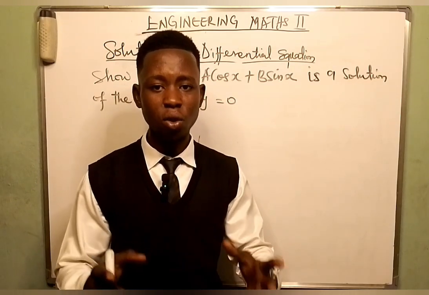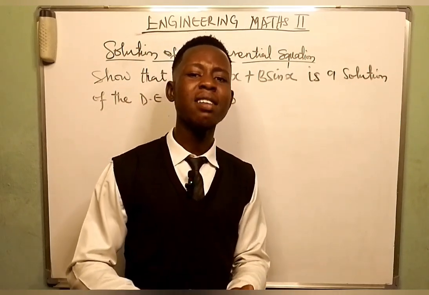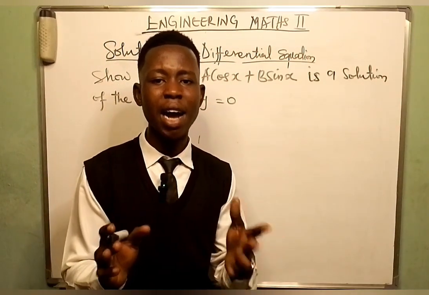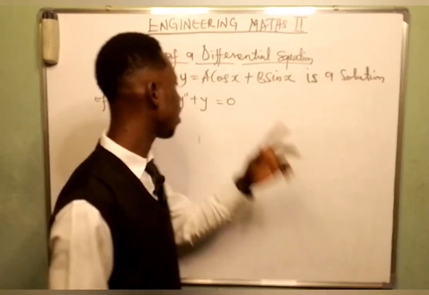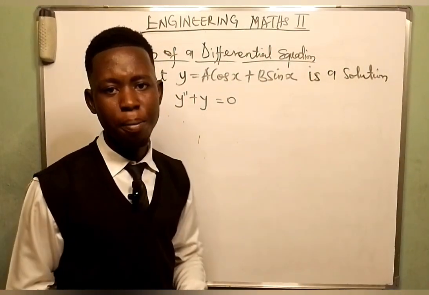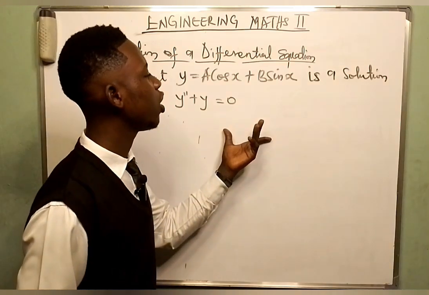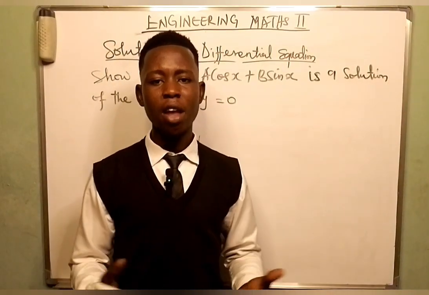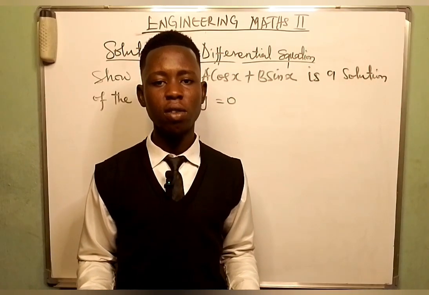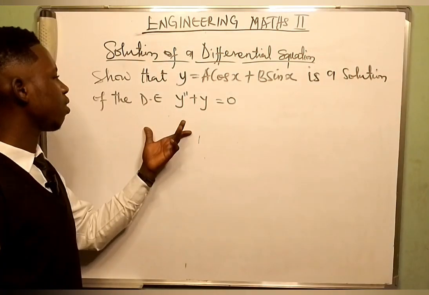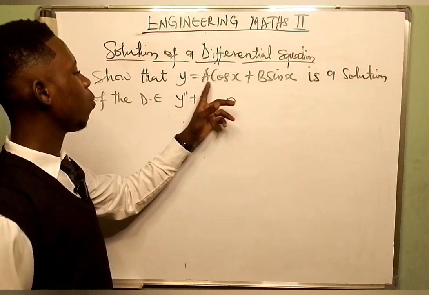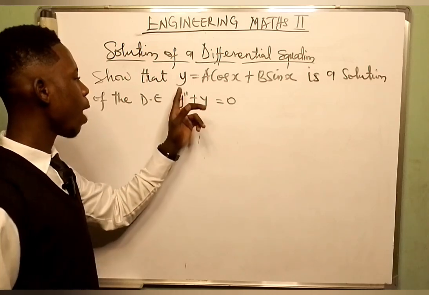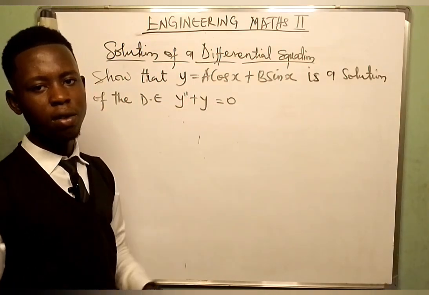But a particular solution is a solution that satisfies a given boundary or initial condition. Such a solution does not have an arbitrary constant such as a and b, because at some point they will give you a condition whereby a is a certain number and b is a certain number, and you are asked to find your constants. Now, how do we solve this? We are asked to show that y equal to a cos x plus b sin x is a solution of the differential equation y prime prime plus y equal to 0.